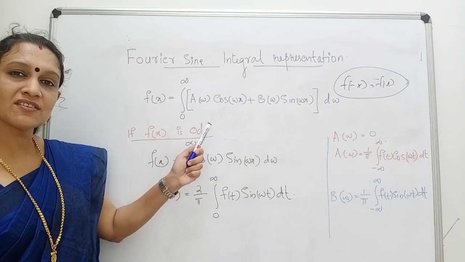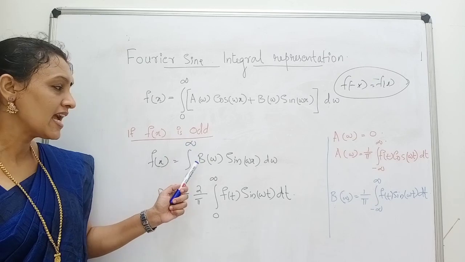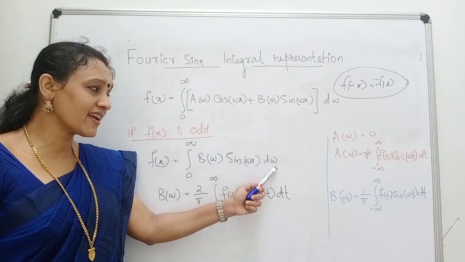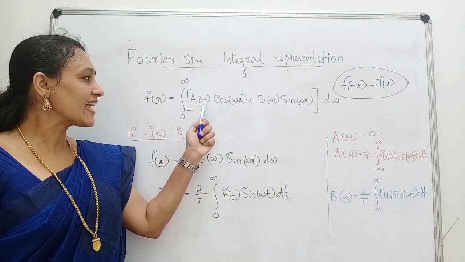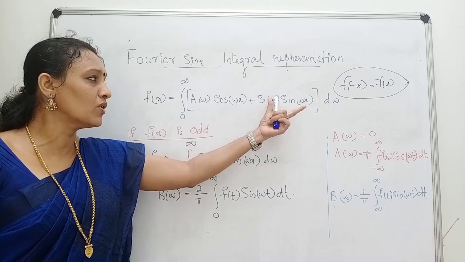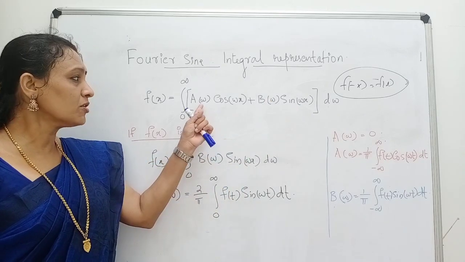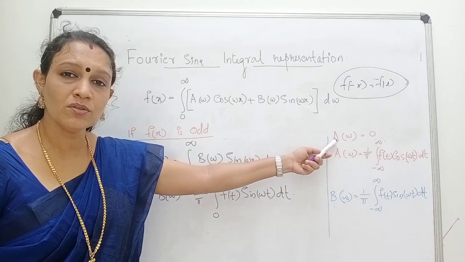Then the big equation reduces to f of x is equal to integral 0 to infinity of b omega sine omega x d omega. Look at the big equation, and a omega is absent, isn't it? A omega reduces to 0. We are having only the b omega part. And what about a omega in this case? A omega becomes 0. How?